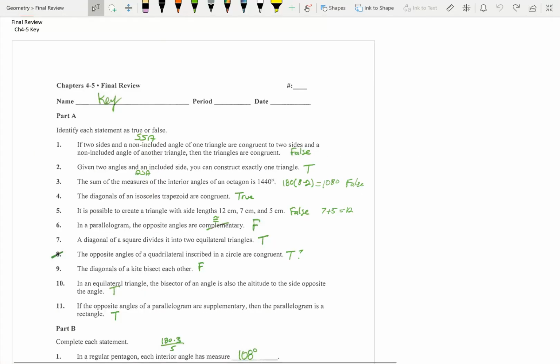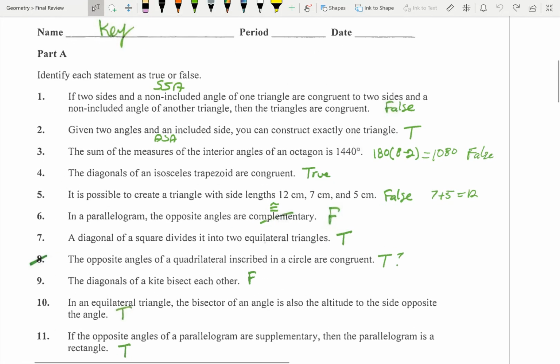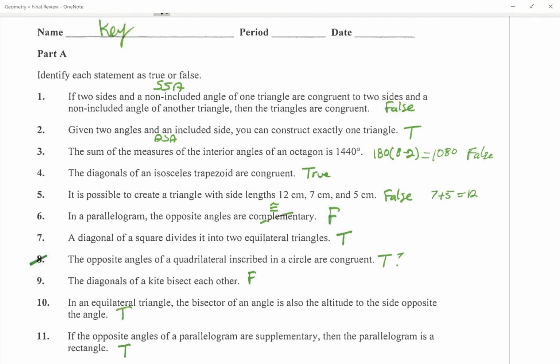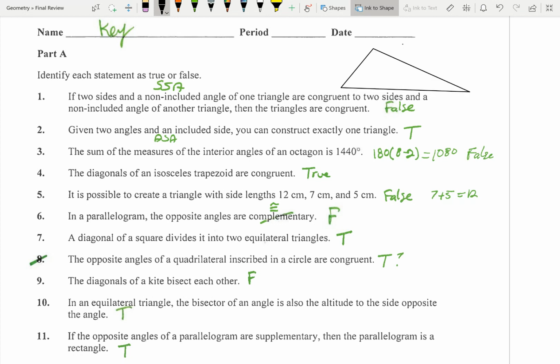All right, this video will go over the chapter 4-5 final review packets. Identify each statement as true or false. This says two sides and a non-included angle of one triangle are congruent to two sides and a non-included angle of another triangle, and the triangles are congruent. This is false. Two sides and the non-included angle would be SSA, and so that's going to be false.